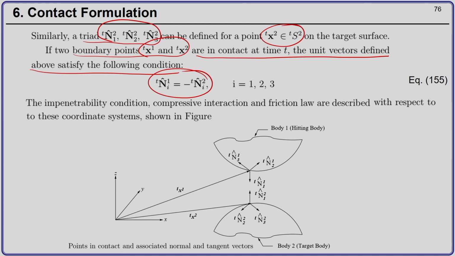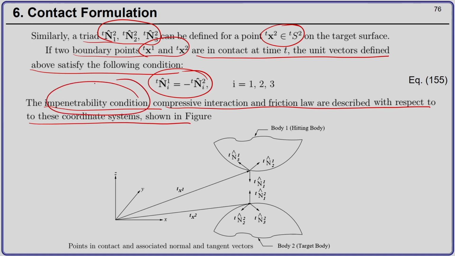Now, the impenetrability condition, the compressive interaction and the friction law are described with respect to these coordinate systems. Remember, the impenetrability condition that you will derive mathematically, the compressive traction, everything has to be described with respect to these coordinate systems.